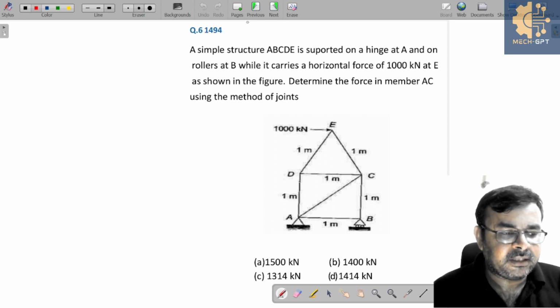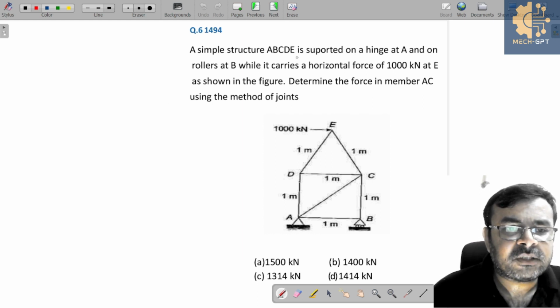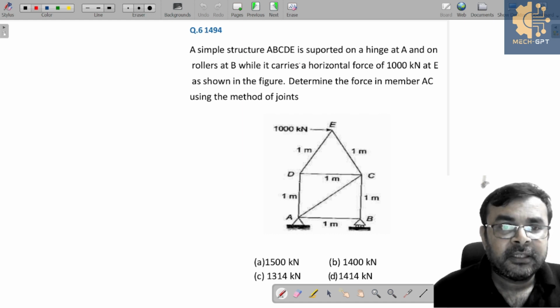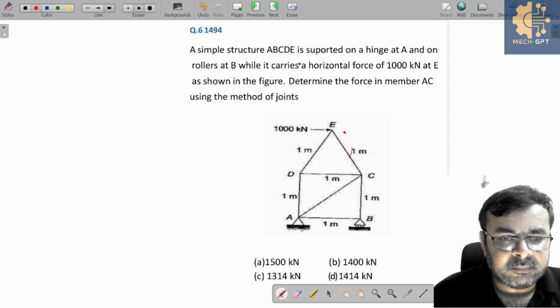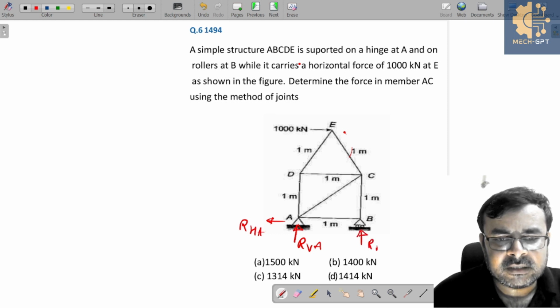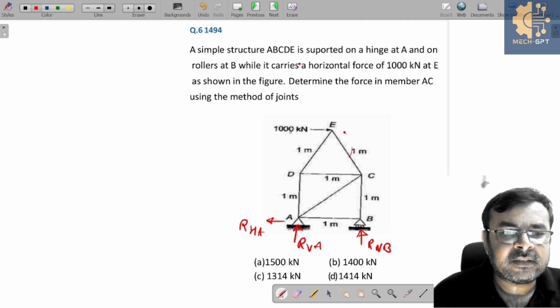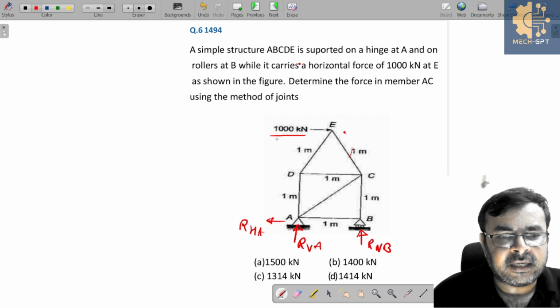Again from truss. Is it clear? So let's see. A simple structure ABCD is supported on a hinge at A, and on B we have a roller support. So here we have a vertical reaction, RVA, and a horizontal reaction, RHA, and at B we have only one vertical reaction, RVB. And a horizontal force of 1000 kilonewton is acting here. Determine the forces in the member AC.